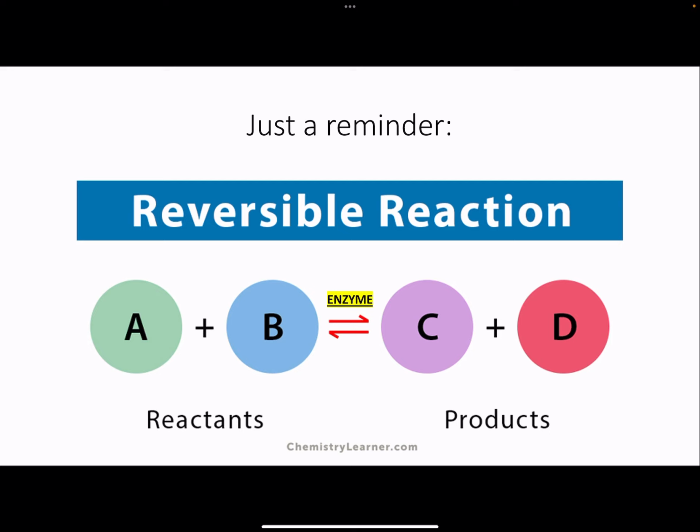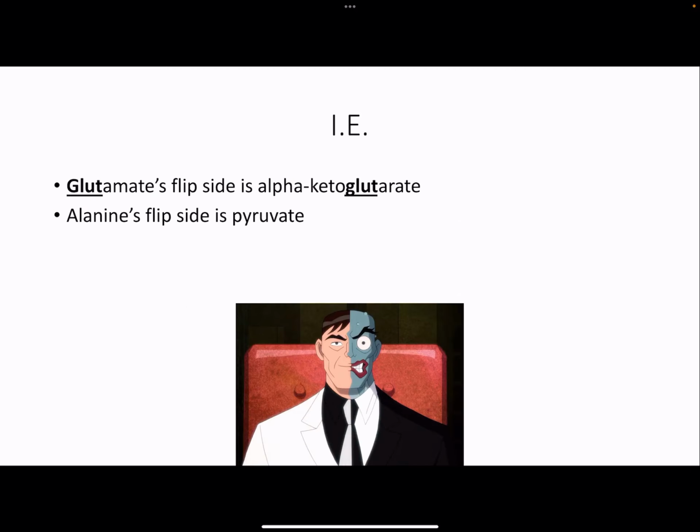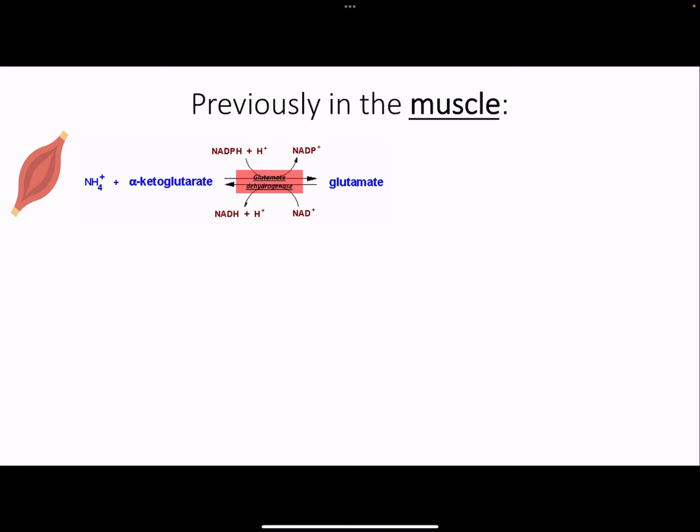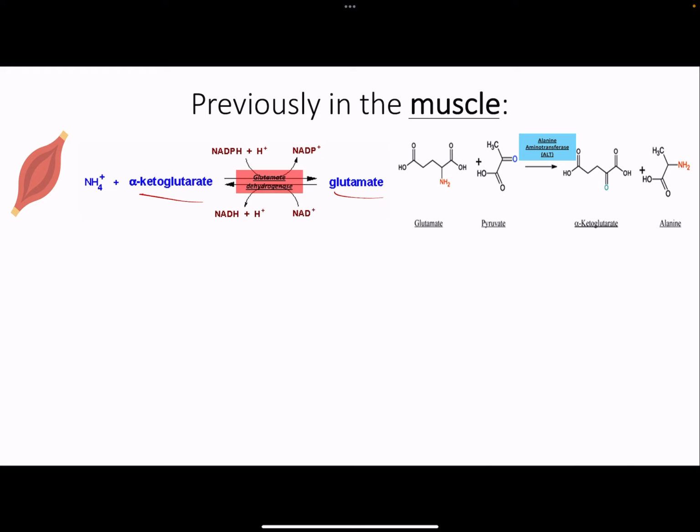Just a reminder: enzymes and reactions can work both ways. Often they're reversible. So we saw that alpha-ketoglutarate can become glutamate, and we saw pyruvate can become alanine, but it goes both ways. We need to pick up that nitrogen, and then we said let's move it through the blood. So the glutamate becomes this, and that allows us to generate alanine. Well, alanine's going to move through the blood to the liver.